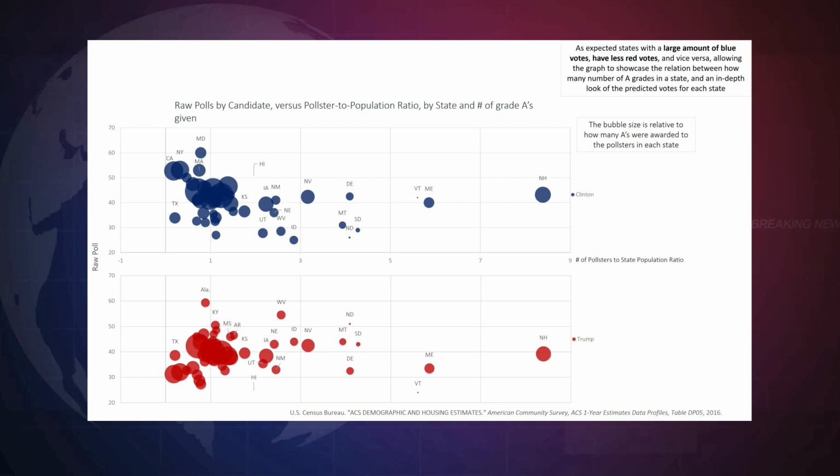As we can see, there's a high concentration of states with a low pollster ratio and average raw poll numbers. There are a significant number of outlier states that have high pollster ratios but receive low pollster grades. Vermont and North Dakota have a decent number of pollsters for their populations, however received little to no A grades.